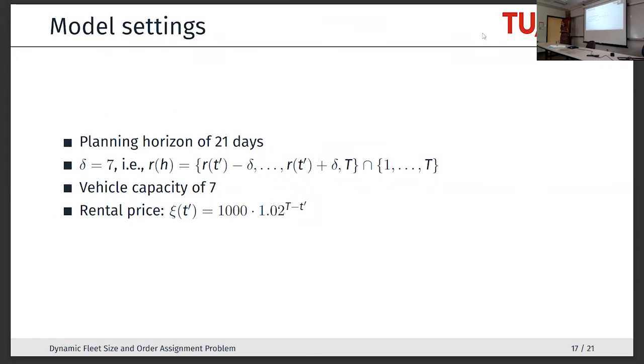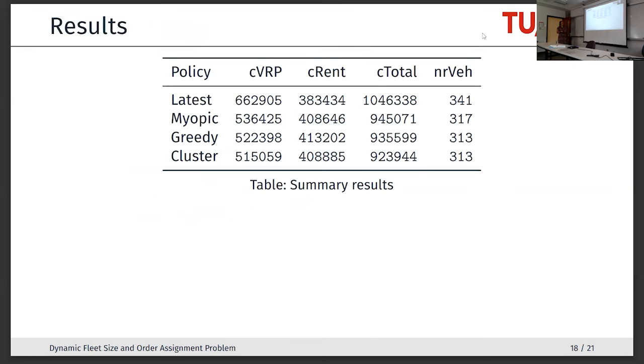We consider a planning horizon of 21 days, so 3 weeks, and a flexibility of 7 days. So we can show an order 1 week earlier, or 1 week later, or any day in between, which is quite wide. But the idea here was that we really want to see whether it would be interesting to cluster orders and to deviate from an actual delivery date. The vehicle capacity is set to 7, which means that we can serve at most 7 customers in one route. And the rental price is some base price multiplied with a standard factor experience. So it becomes more and more expensive the longer that you wait.